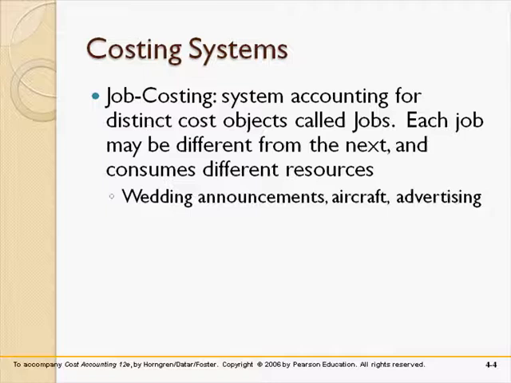Okay, when we talk about costing systems, job costing is one that sits on one side of the spectrum. Process costing is on the other. Job costing is a system accounting for distinct cost objects that we refer to as jobs. Each job may be different from the next, and it will consume different resources. Okay, so if you were in a business that made wedding announcements, you might use job costing because every wedding announcement job could be different from another.